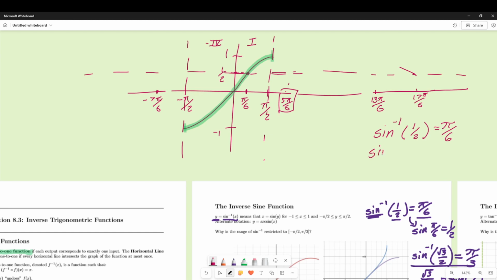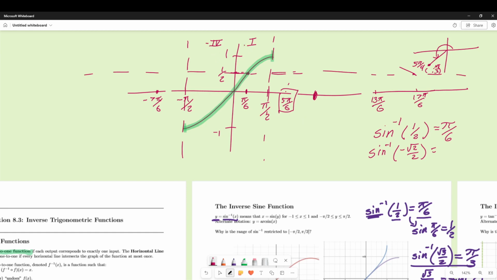Similarly, if we were asked for the sine inverse of something like negative square root of 2 over 2, you might look at your unit circle and see, hey, down here at 5 pi over 4, we have a y value of negative square root of 2 over 2. I don't know why I wrote that so small. So how about 5 pi over 4 for an answer? Well, 5 pi over 4 isn't in this range. 5 pi over 4 is way over here.